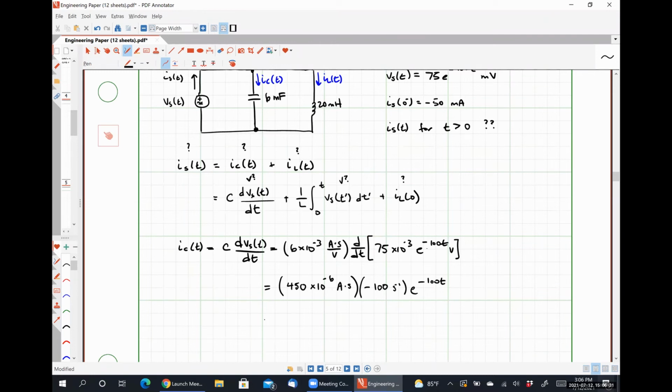All right, so 450 times 10 to the minus 6 times negative 100 looks like 4.5 times 10 to the minus 2.